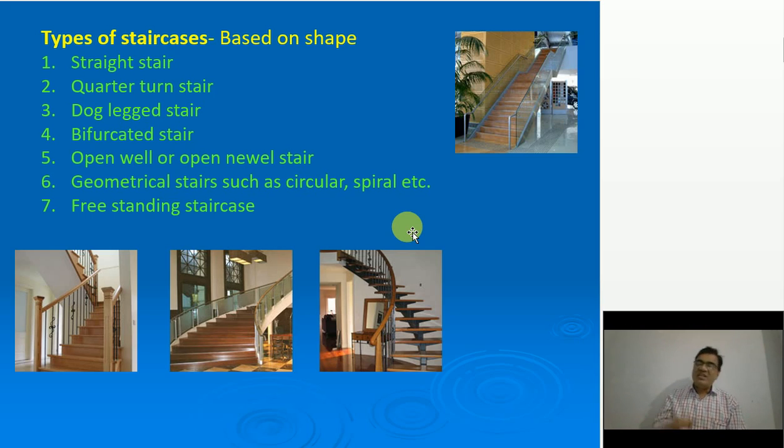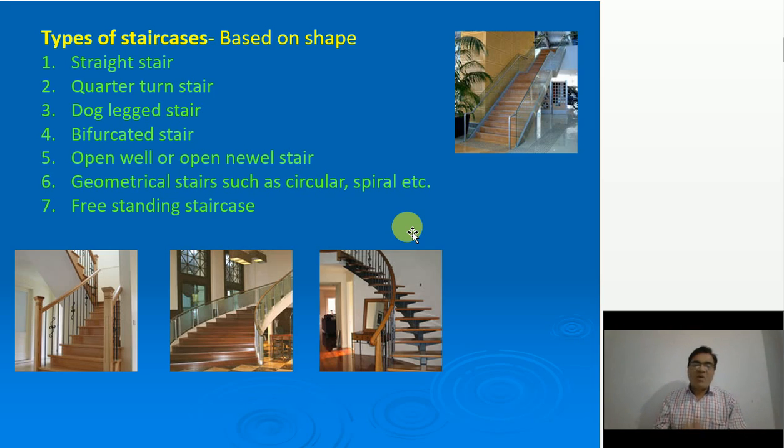That means the first flight and the second flight both are cantilevers. And both the flights at the end support a landing. But that landing does not have any support, so it is called a freestanding staircase. So these are the different types of staircases, all based on the shape.